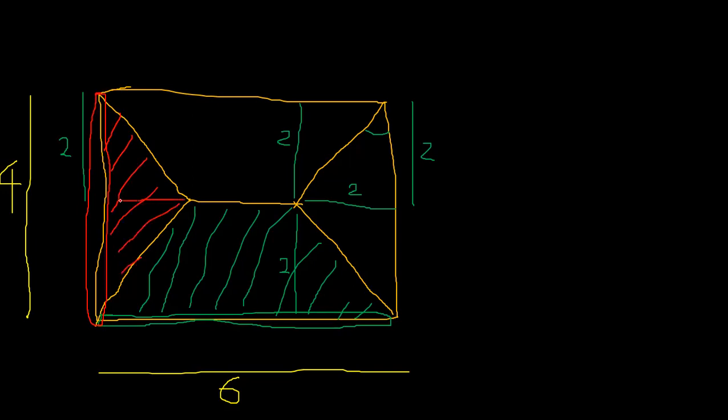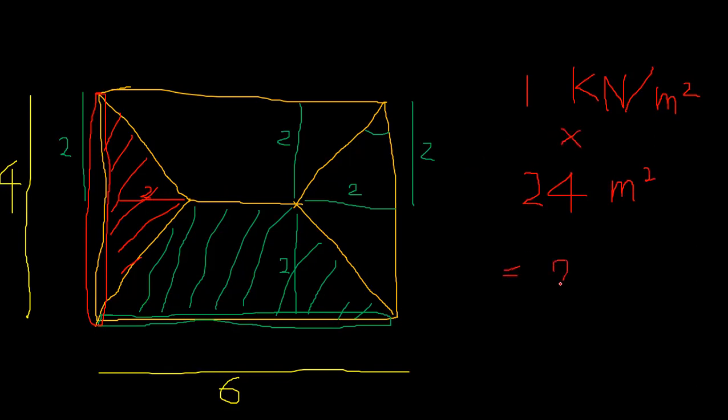Right, that height is 2. Let's say I will apply a unit load of 1 kilonewton per meter squared, right? So we already have 24 meters squared, this panel, right? So if I multiply these, I will get 24 kilonewtons.